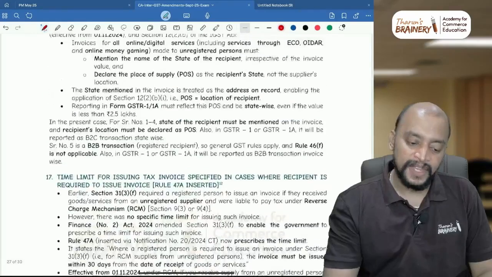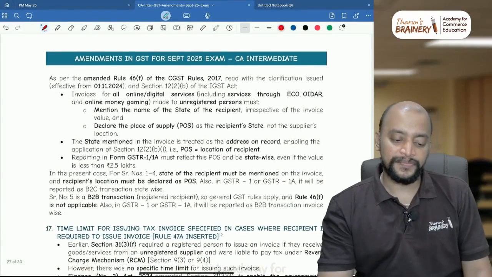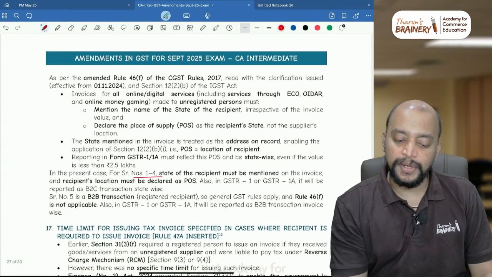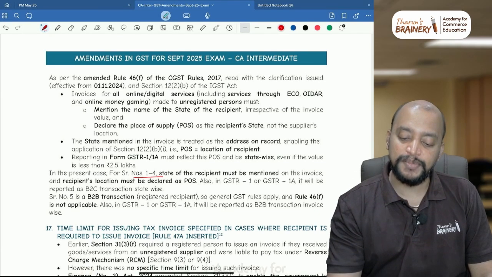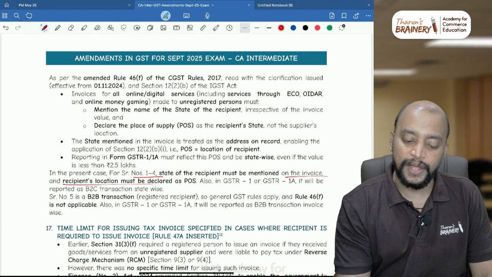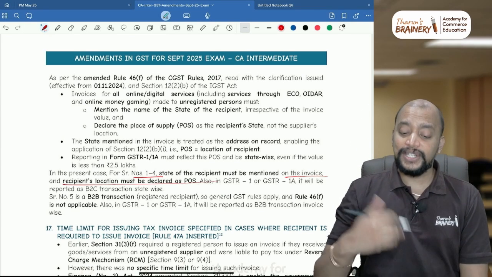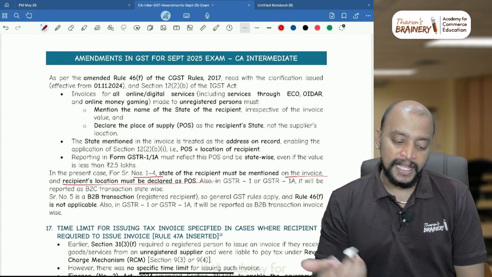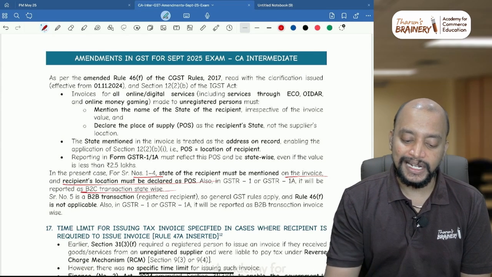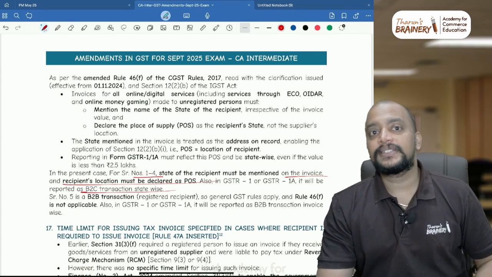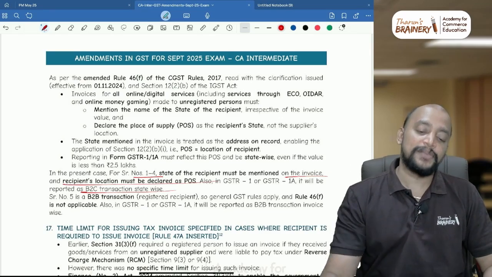So, all these cases. In the present case, from serial number 1 to 4, the state of the recipient must be mentioned on the invoice and the recipient location must be declared as the place of supply. Also in GSTR 1 or 1A, it will be reported as a B2C transaction state-wise. Whenever B2C is interstate, why interstate?